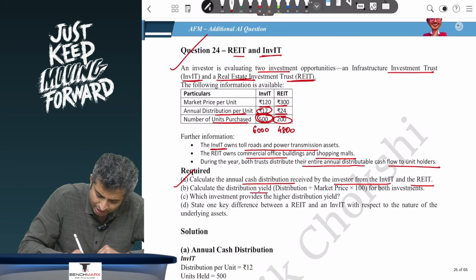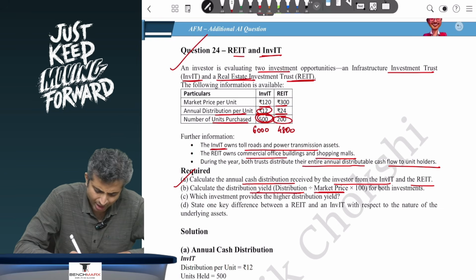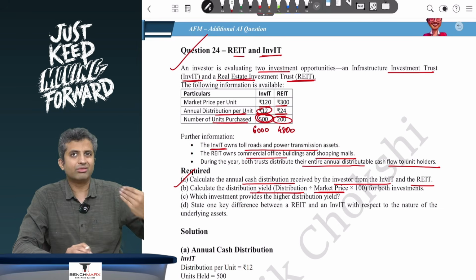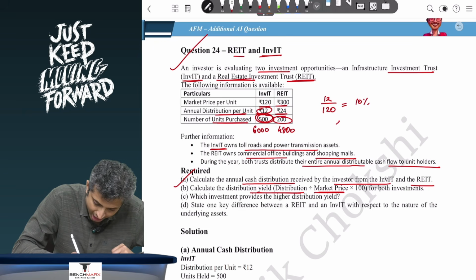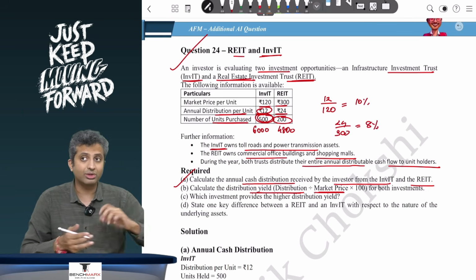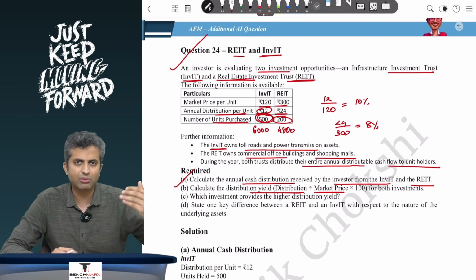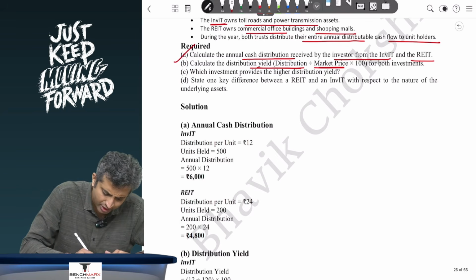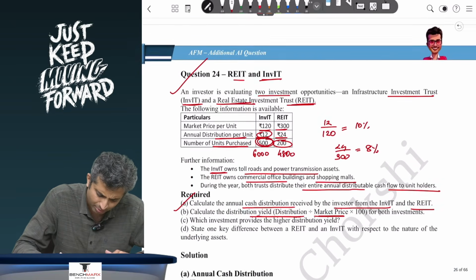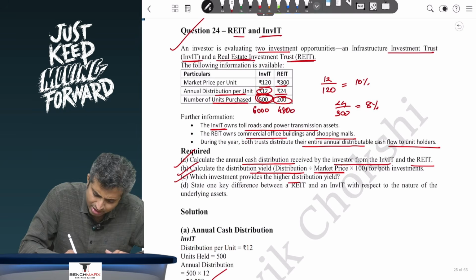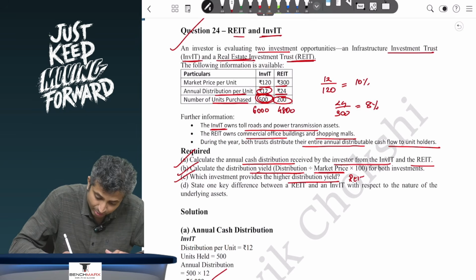Calculate the distribution yield, that is distribution upon the market price, into 100 for both the investments. There's hardly any capital appreciation, but let's say the return of 12 divided by 120 is probably 10% for the REIT, and 24 divided by 300, maybe 8% for the InvIT will be the return. Now these are higher than a typical government bond or a fixed deposit. So over here this is 6,000, 4,800, 10% return, 8% return as a case maybe. Which investment provides a higher distribution yield? I would say it is REIT in this particular case.